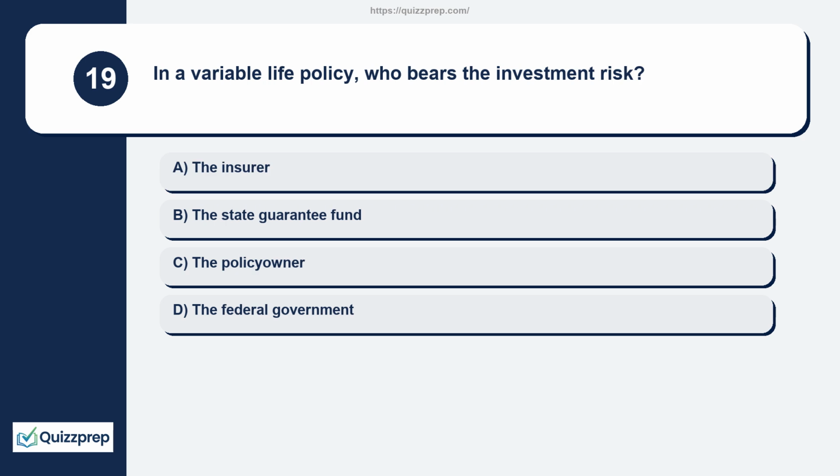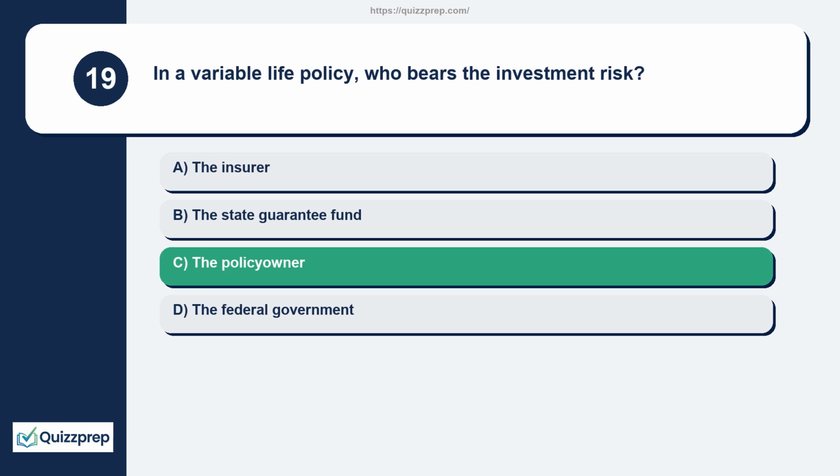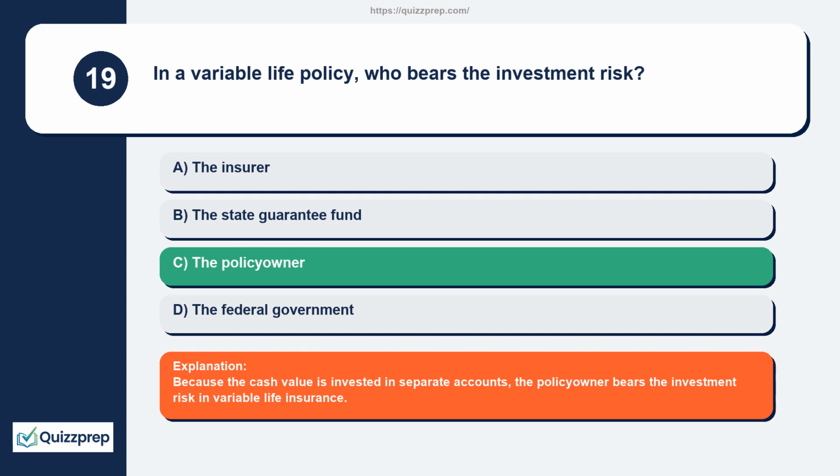Question 19. In a variable life policy, who bears the investment risk? The insurer, the state guarantee fund, the policy owner, the federal government. Because the cash value is invested in separate accounts, the policy owner bears the investment risk in variable life insurance.